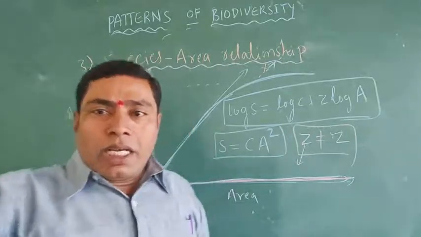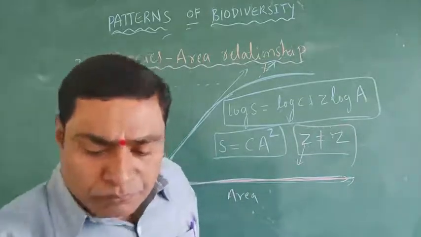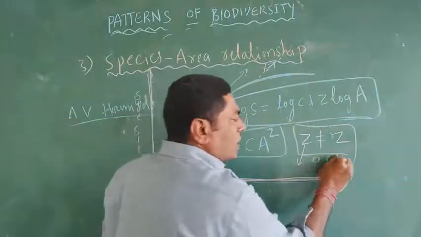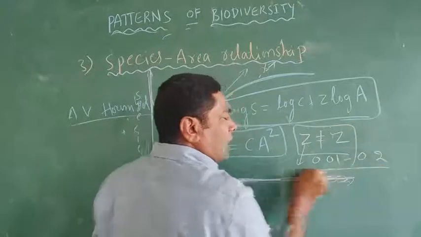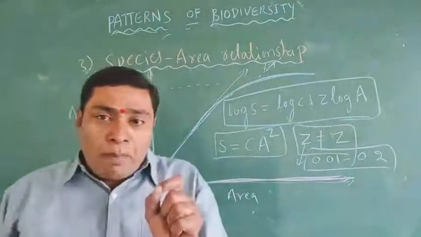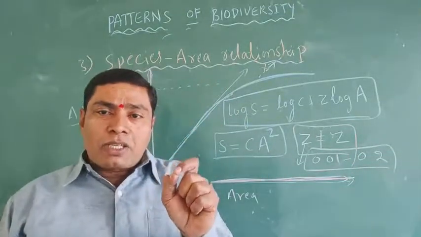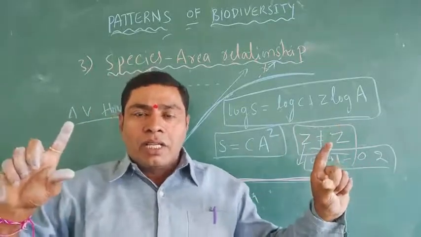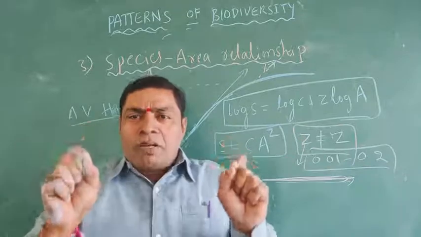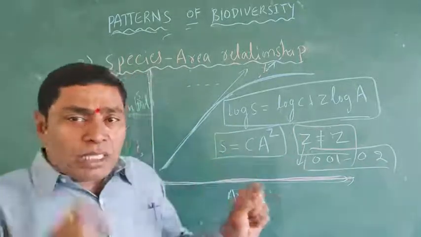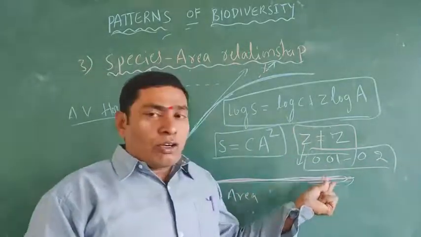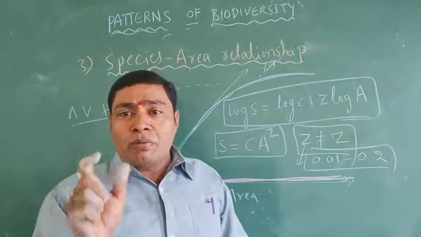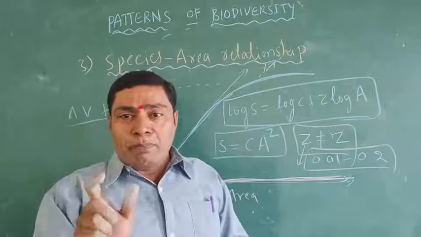But in here one example is there. The minimum difference is 0.01 to 0.2. So when you are comparing the same organisms' speciation in different regions or different areas, the slopeness differs by a minimum variation of 0.01 to 0.2.